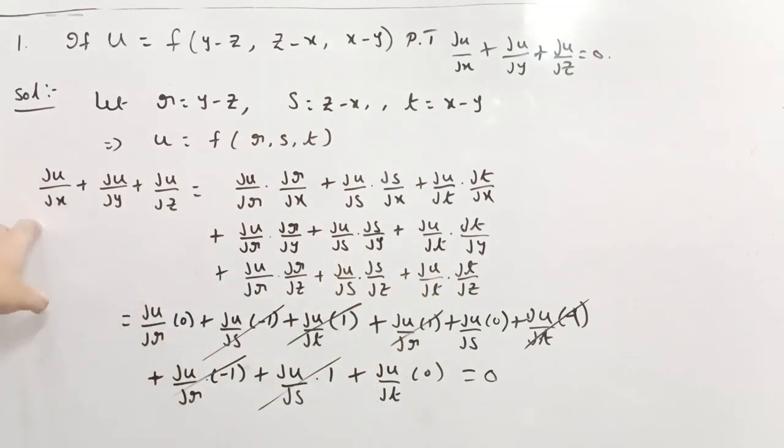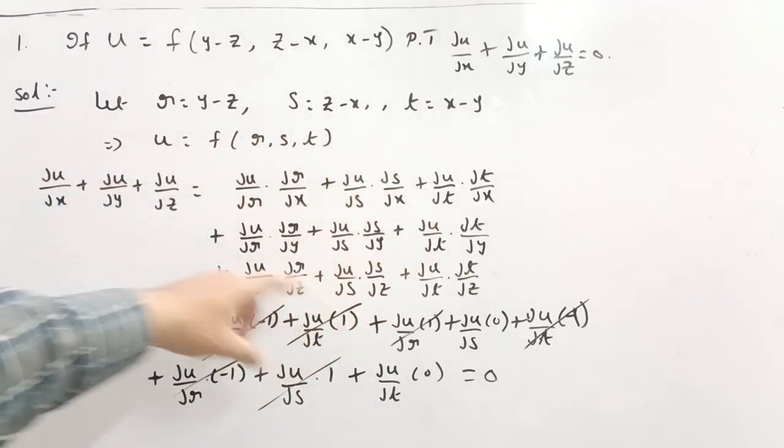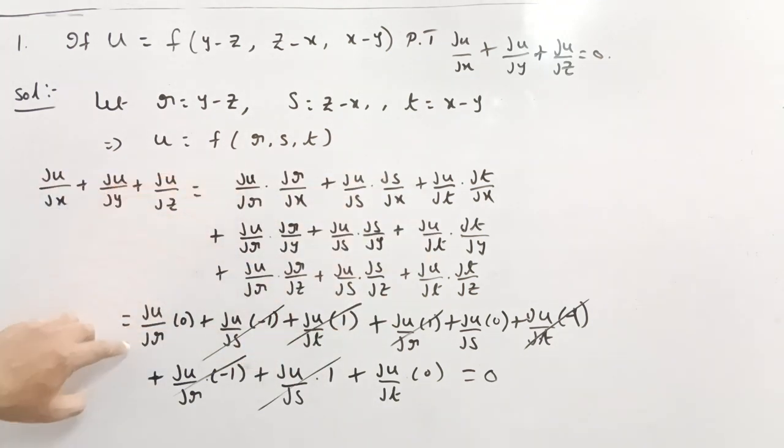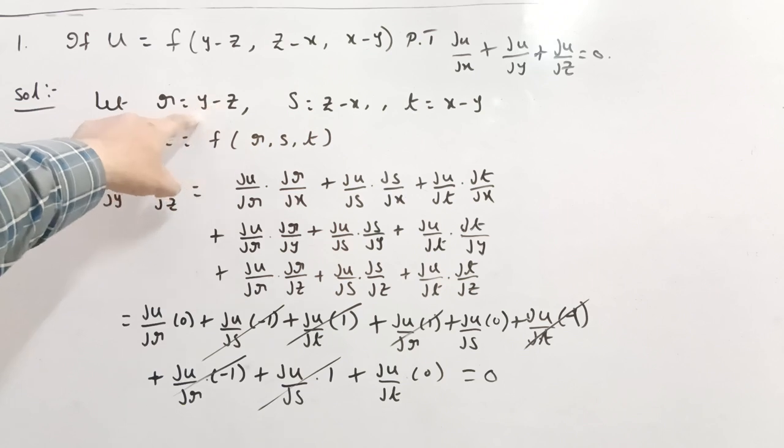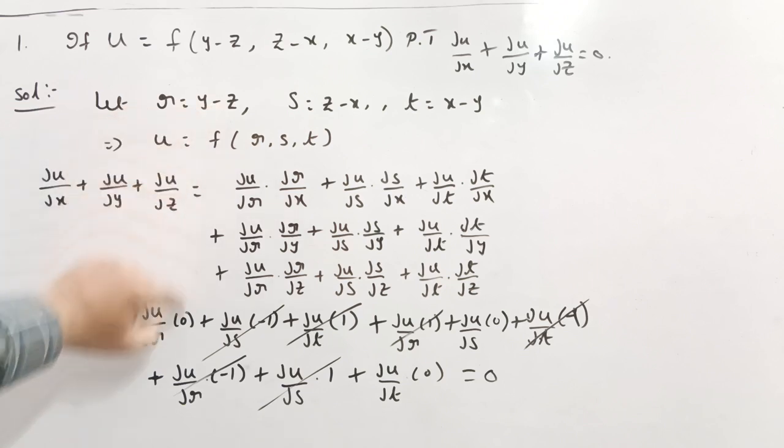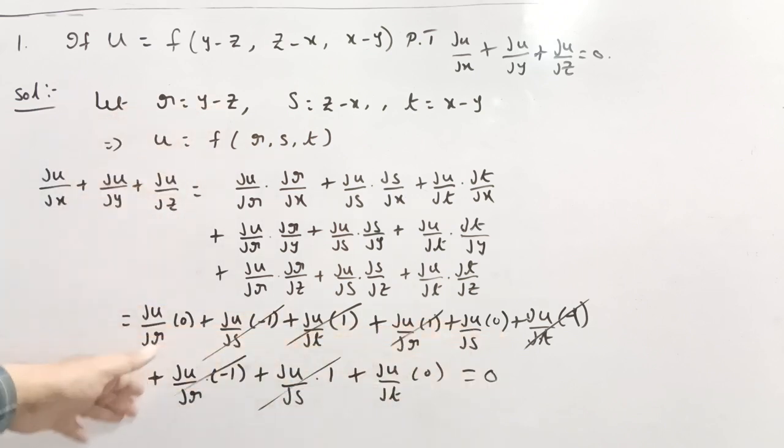This is the chain rule formula: ∂u/∂x, ∂u/∂y, ∂u/∂z. Then I substituted ∂u/∂r as it is. R differentiation with respect to x partially, no x here, 0. So you will substitute and cancel the terms. You will get the answer. Okay, take down.